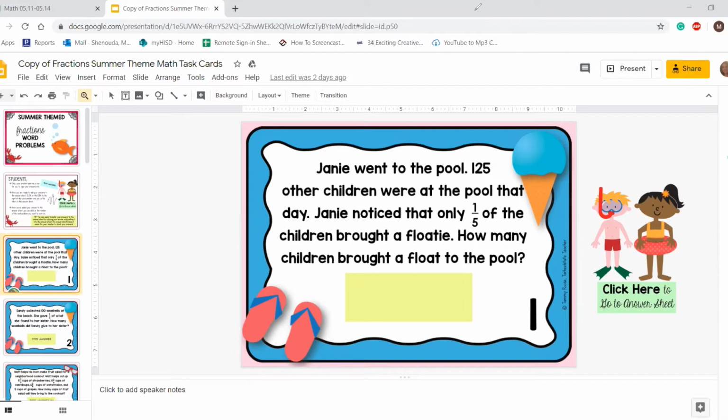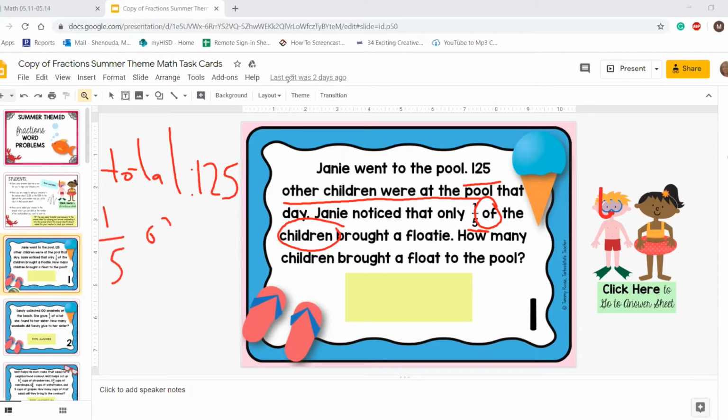First step in a word problem is we want to make sure to underline all the information we're given. We have, in this case, 125 other children were at the pool, and 1/5 of the other children brought a floaty. And the question is asking how many children brought a floaty to the pool. I know that I have a total of 125 other children besides Jenny, and 1/5 of those children, which is 125, brought a floaty, and the question is asking what this will be equal to, basically. How many children brought the floaty?